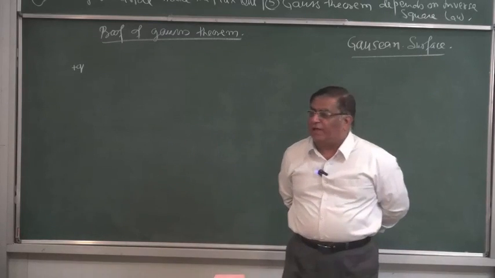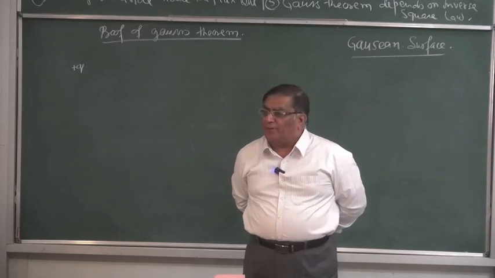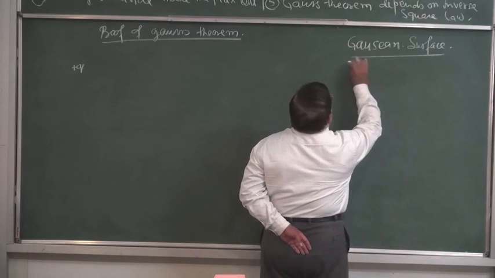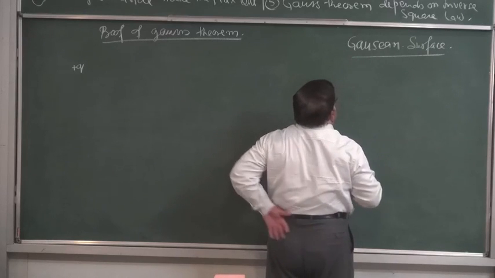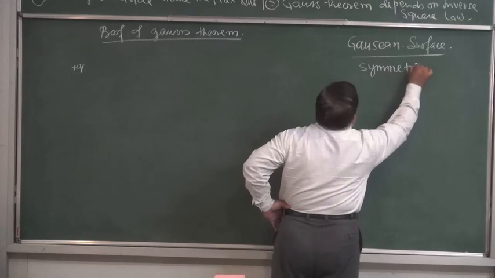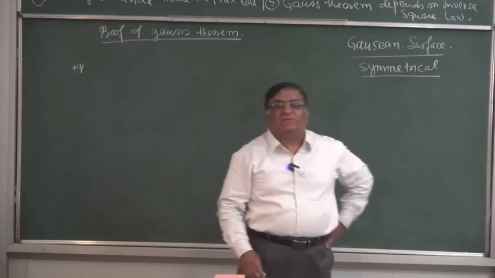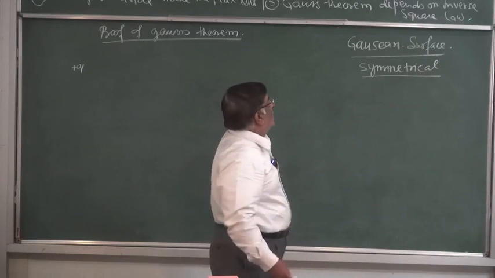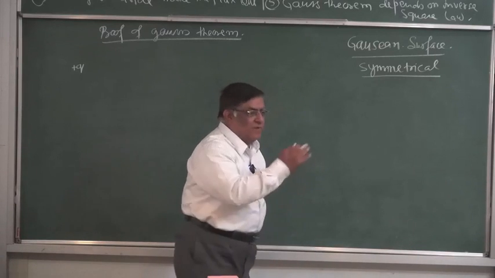Gaussian surface is an imaginary surface. We can make it anywhere, and the property which is important for this is that this is a homogeneous surface and this is a symmetrical surface. The important point is symmetry. Now, why do we want this surface to be symmetrical? We will come to that.